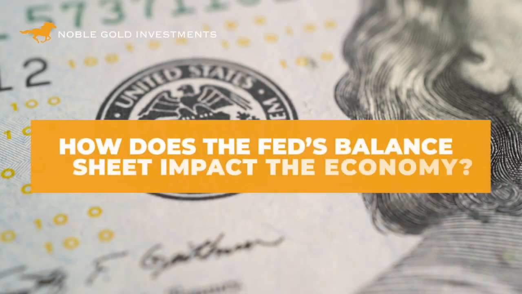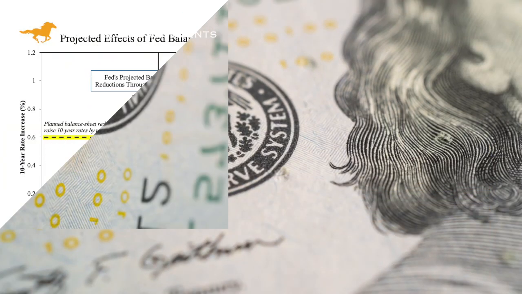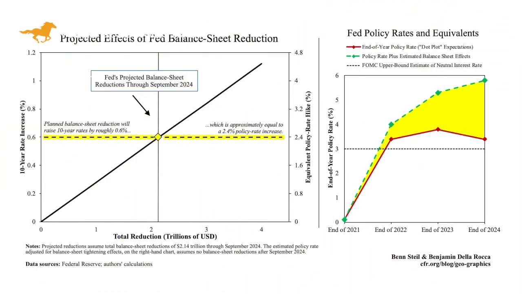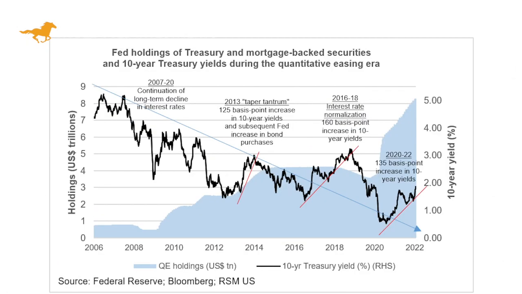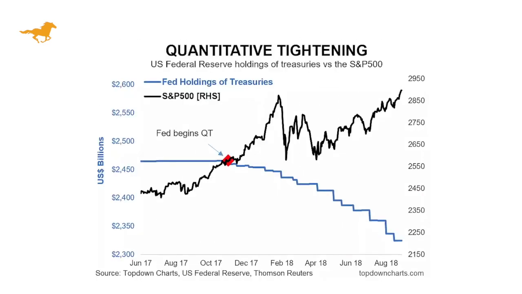How does the Fed's balance sheet impact the economy? The Fed uses its balance sheet to influence longer-term interest rates. When it wants to stimulate the economy, it buys more assets and expands its asset portfolio. That puts more money out there for people to spend. When the Fed wants to restrict growth, it lets assets roll off and shrink the balance sheet. Securities mature and are not replaced. That shrinks the amount of money in the economy.